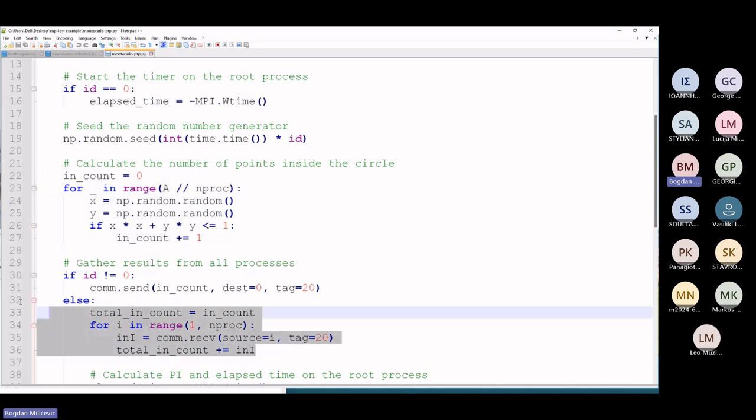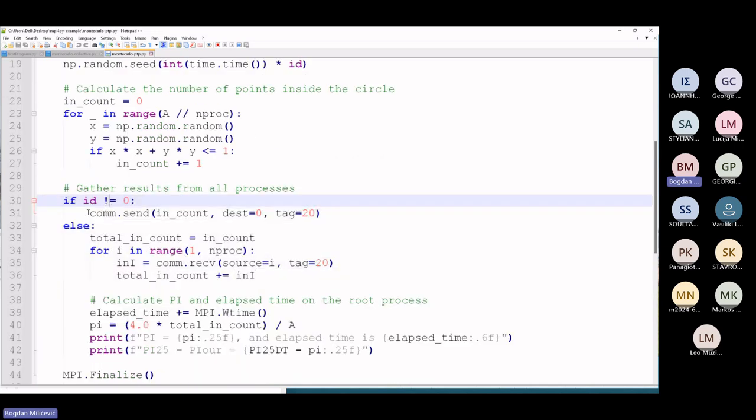So this summation is done here. If we are not the zeroth process, we are sending our partial number of points to the zeroth process. And if we are the zeroth process, then we are calculating the total amount. Our total amount in the beginning is just the count of points that are inside at process 0, and then we go in a loop for all the processes between 1 and the number of processes minus 1, and we are receiving the data from them, and we are adding that partial number to our total count. Okay, so we have a partial count from each of the processes, and we are summarizing them.